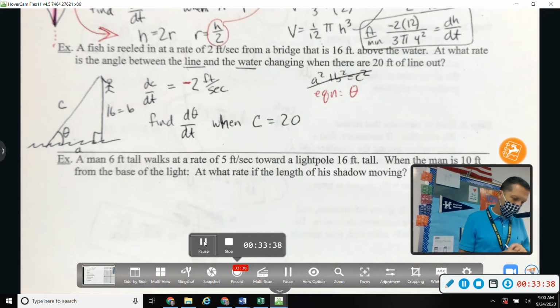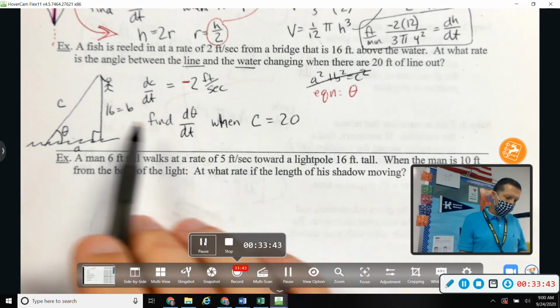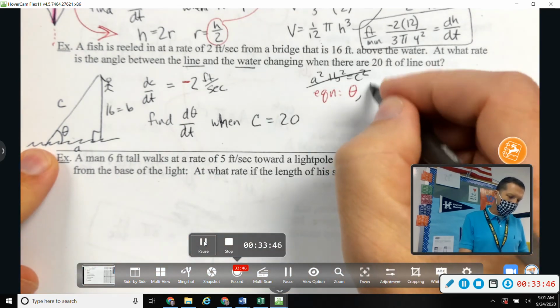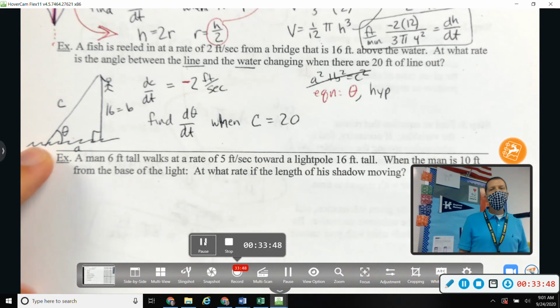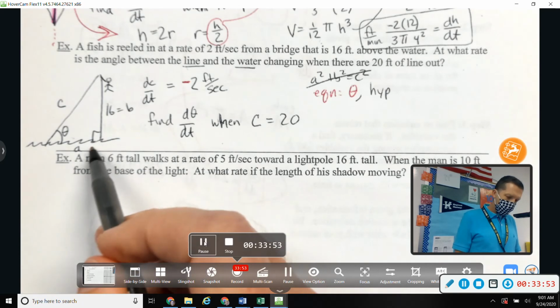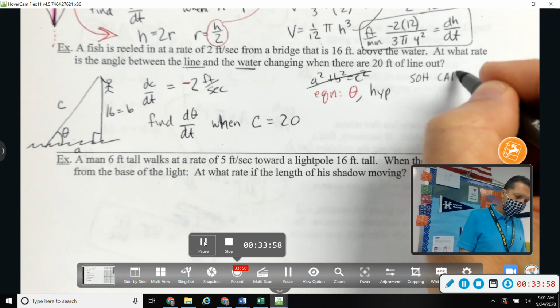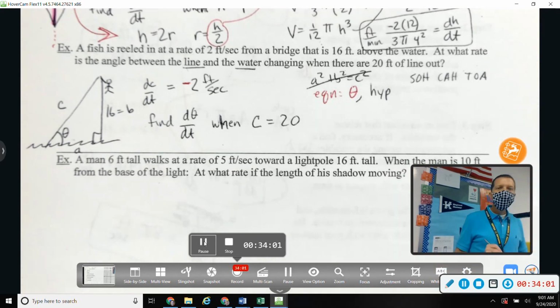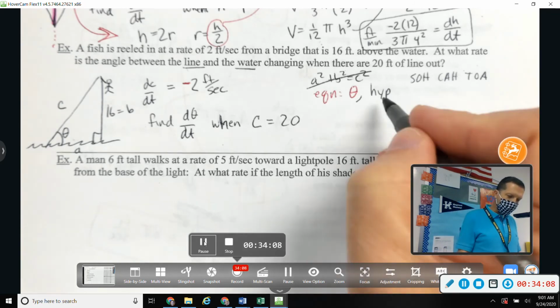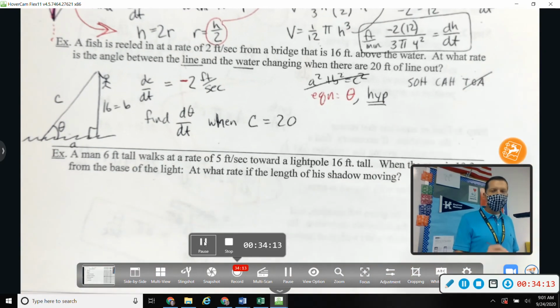I need an equation that has theta for sure, and then dc and dc dt, so something about c, which is the hypotenuse. So I need an equation with an angle and a hypotenuse. And I'm starting to think about SOHCAHTOA. Well, I need hypotenuse involved. So TOA doesn't have hypotenuse involved, so TOA is out.